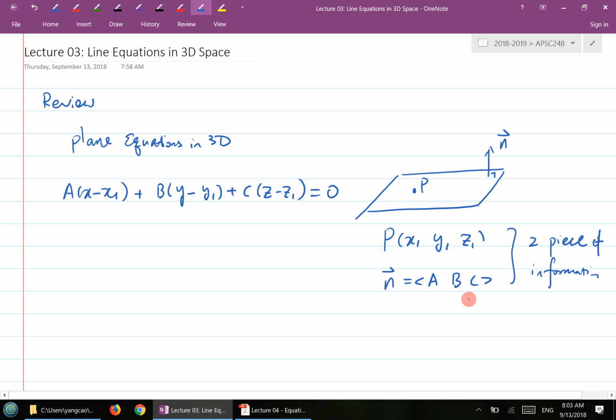And this equation can be further simplified into a simpler format, which is ax plus by plus cz equal to d. The d here is essentially all the constant terms, lumped into the right side, and that's your capital D there.